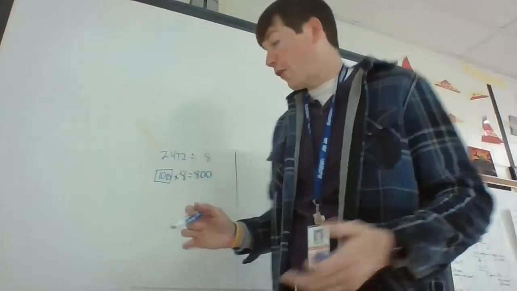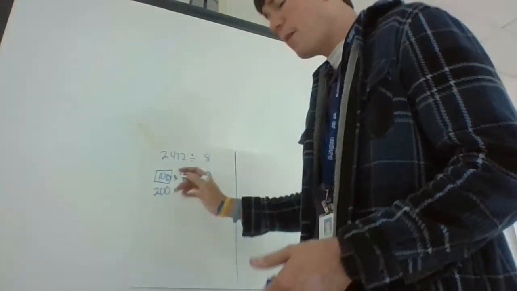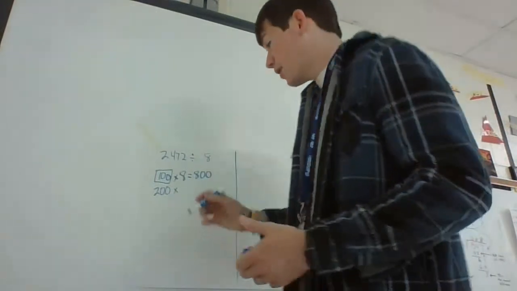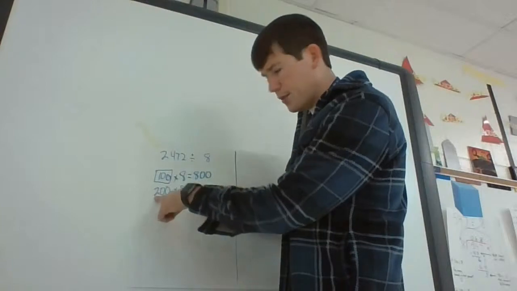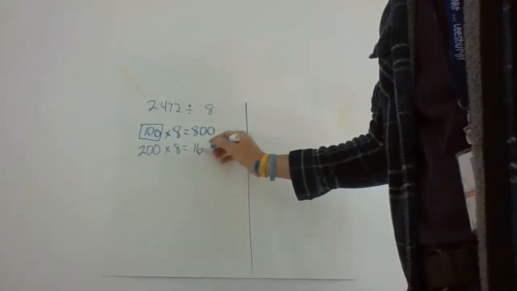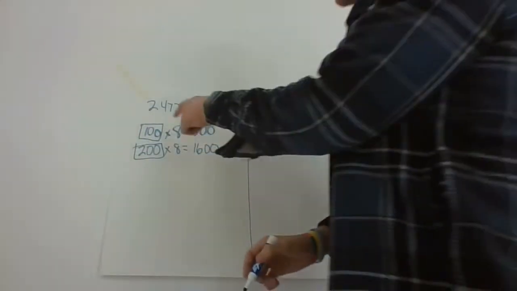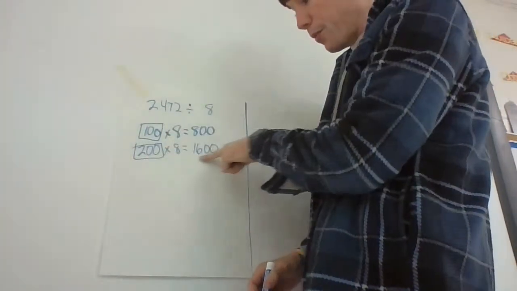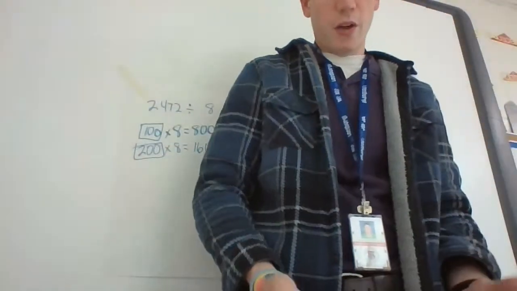I could even go further than that. I could say, what if I gave everybody 200 pieces of candy? And keep in mind, these are just kind of a guess and check. 200 pieces of candy. Well, I know that 8 times 2 is 16. And I'm just going to add 2 zeros, so that would be 1,600. So that tells me too then that an answer of 200, because it's not the same amount of pieces of candy, an answer of 200 is also too low.